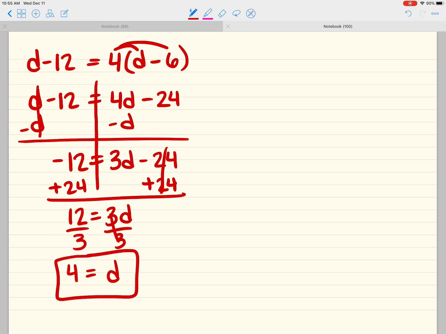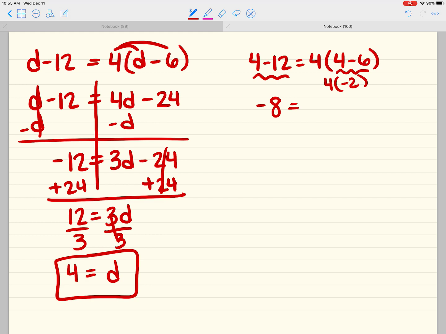Okay? How would I know, Reno, how would I know if my answer is correct? Check it. Okay? How do I check this? 4 minus 12 is equal to 4 times 4 minus 6. Okay? What is 4 minus 12? Negative 8. Thank you. What is 4 minus 6? Negative 2. And then negative 2 times 4. Negative 8. Okay. So it checks.